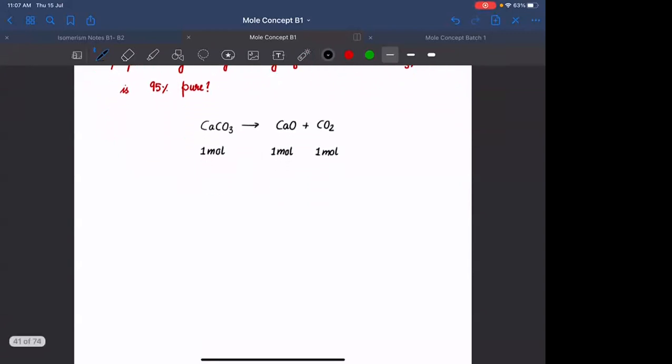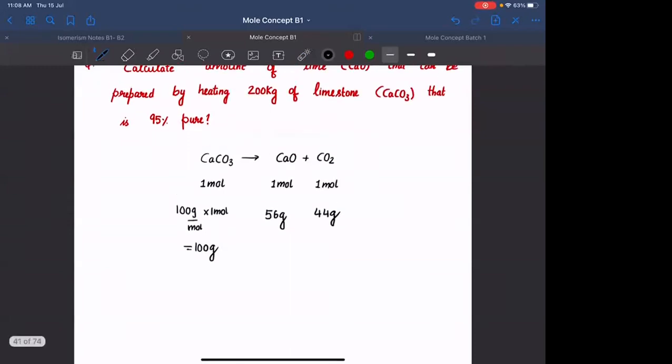Can you please tell me this in terms of mass? What will be the mass of 1 mole of CaCO3? It is 100 grams per mole, which is its molecular weight, into 1 mole, which is equal to 100 grams. Similarly, what will be the mass of CaO? 56 grams. What will be the mass of CO2? 44 grams. Okay. So 100 grams of CaCO3 is giving me 56 grams.